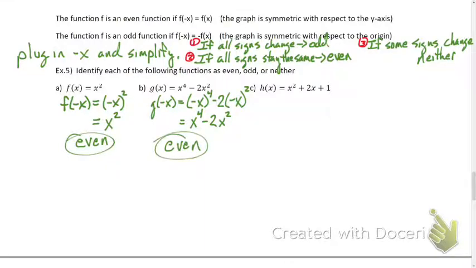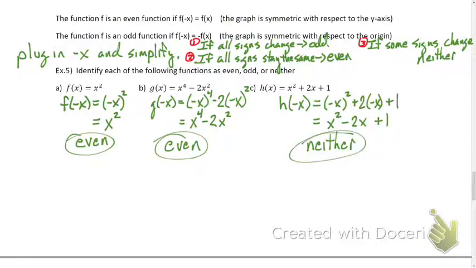All right, let's try h. Plug in negative x. You're probably getting the rhythm with this. You maybe see the pattern and already know what we're going to say. Negative x squared, negative x plus 1. Looks like we're going to have a mixture, right? Negative x times 2 is negative 2x and plus 1. That middle term flipped to a negative, but the first and the third stayed, so this one is neither.